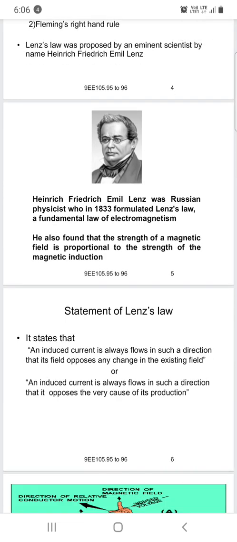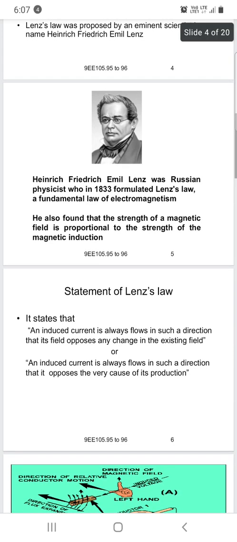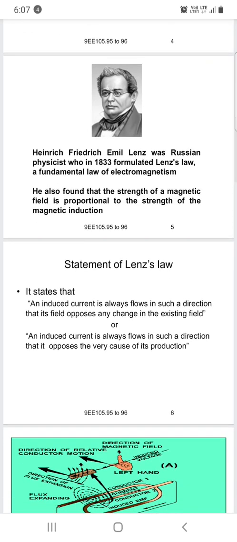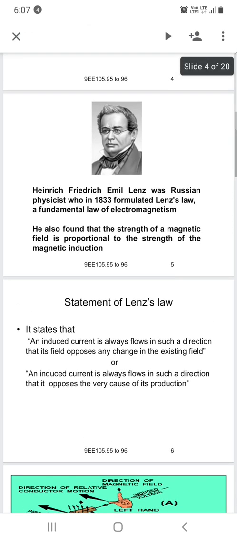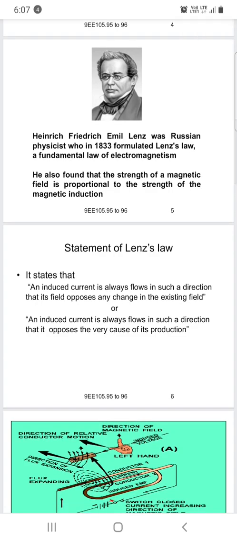He also found that the strength of magnetic field is directly proportional to the strength of magnetic induction. So this is about Lenz.